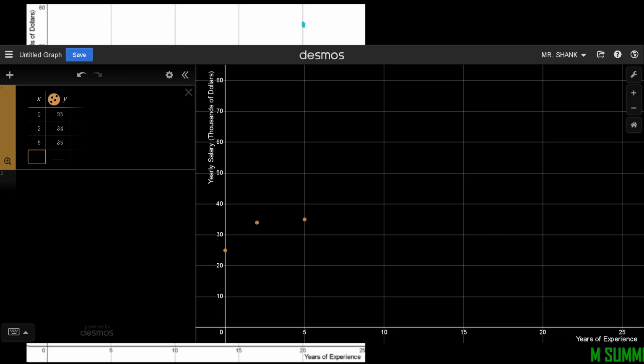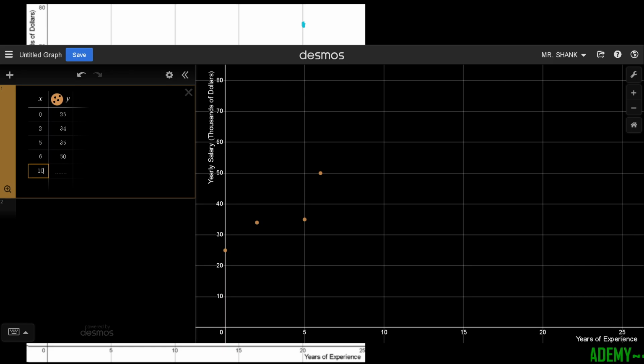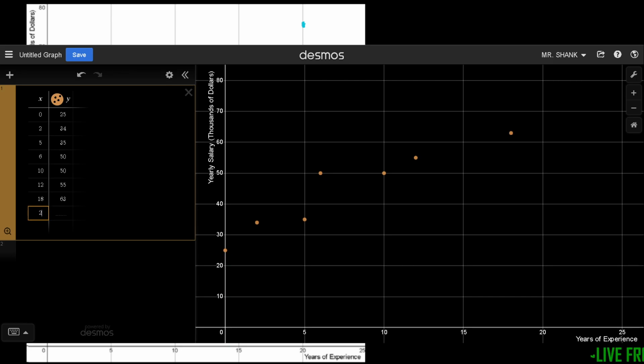5,35, 6,50. I have 10,50, and then 12,55, and I have 18,63 and 20,75. Okay, so here's our scatter plot.